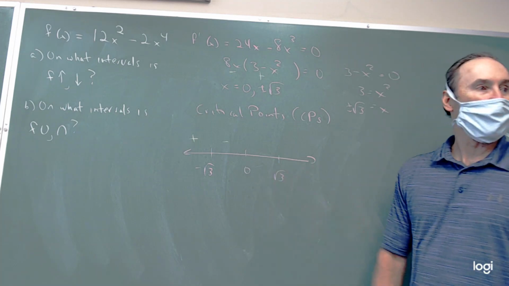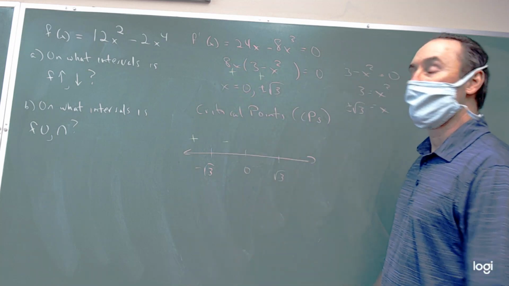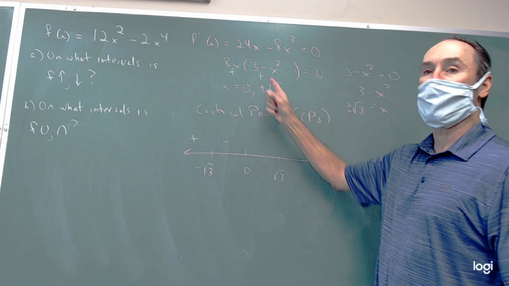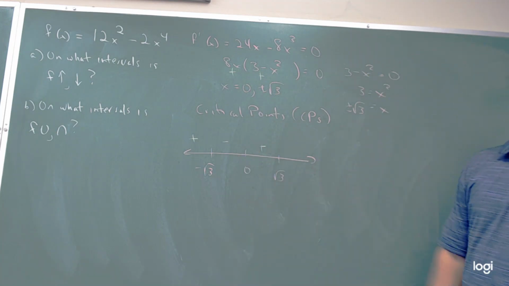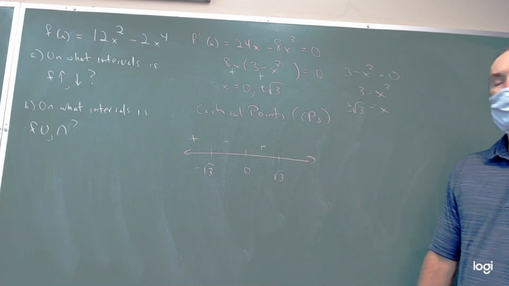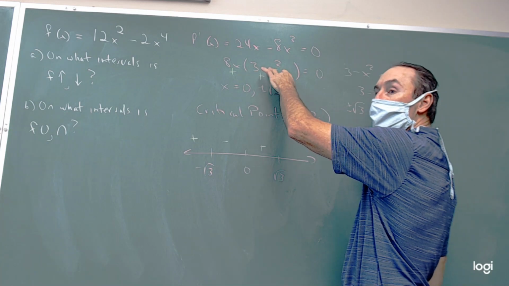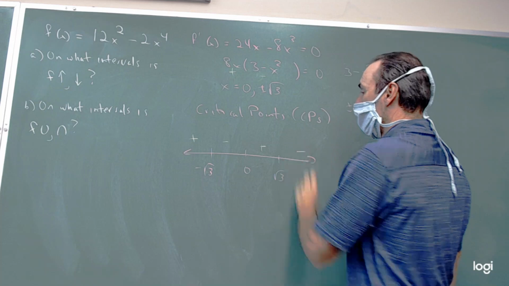Plug in a positive 1 on this side. Now the 8x is going to be positive. 1 squared is 1, 3 minus 1 is still 2, still positive. Positive times positive is positive. Something to the right, maybe a positive 2. This will be positive, but now 2 squared is 4, 3 minus 4 is negative, so now we're back to a positive times a negative, it's going to be negative.